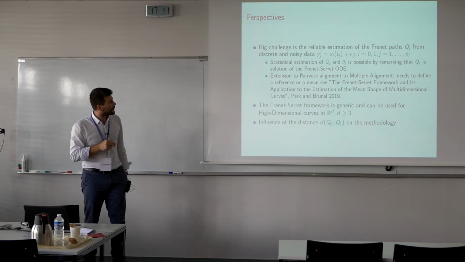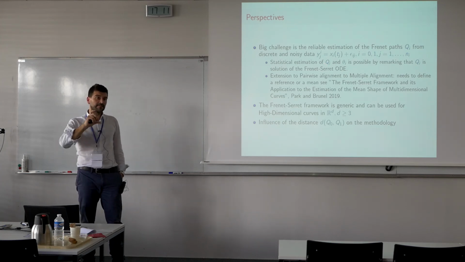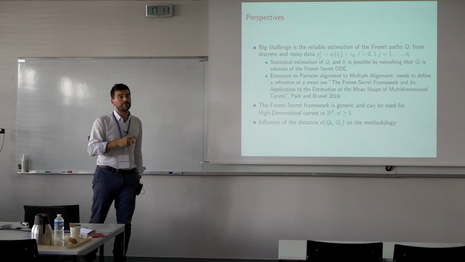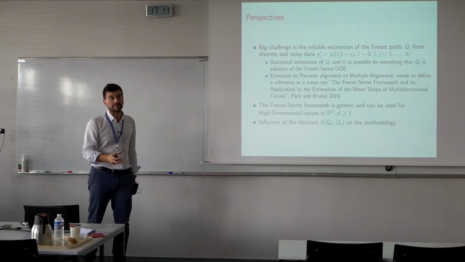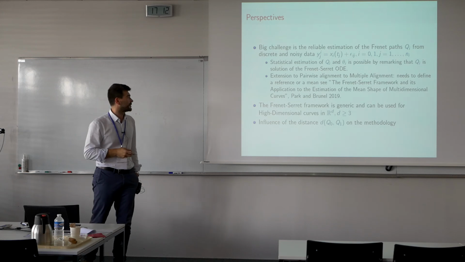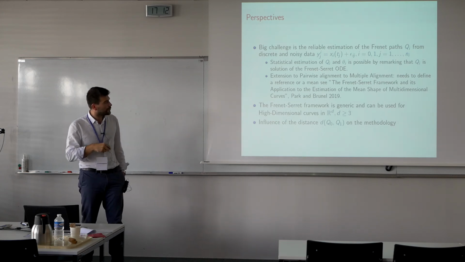To properly estimate Q from noisy and discrete data, we use the fact that the trajectory is a solution of an ordinary differential equation in SO(3). With that, you can control the noise much more efficiently than with standard Euclidean non-parametric estimates. The other thing is that we also want to do multiple alignments.